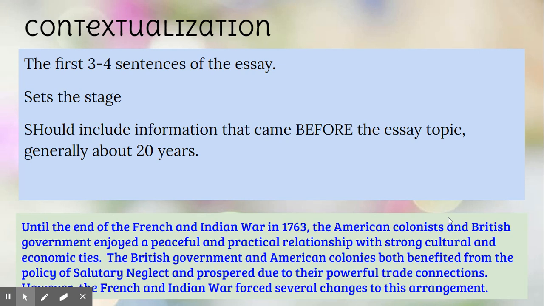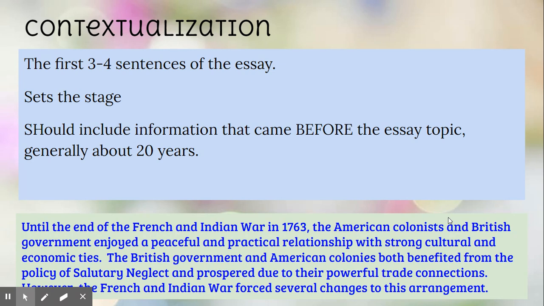This is the what came before, and you just need, like I said, 3 to 4 sentences about what came before all of this, and then you drop into your thesis. This is like a good analogy that hopefully most of you will understand. It's kind of like Star Wars.